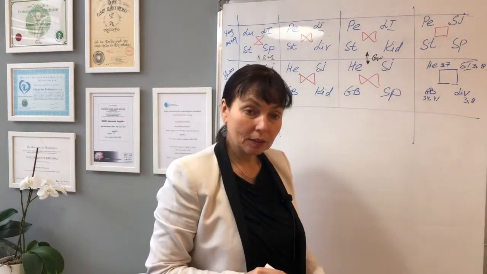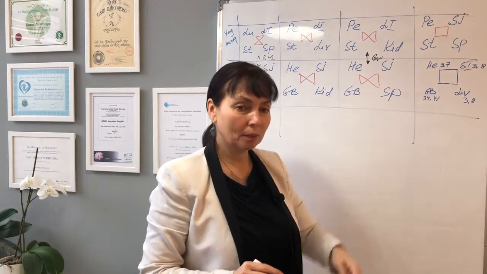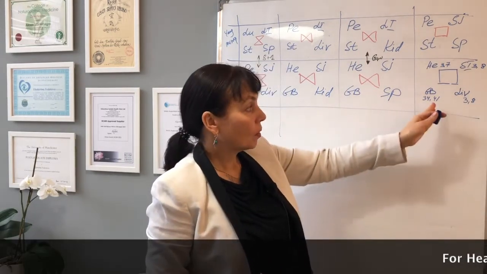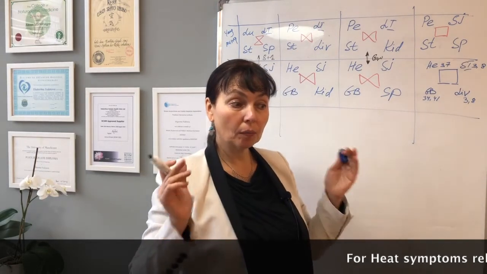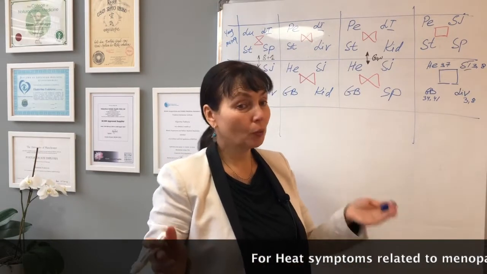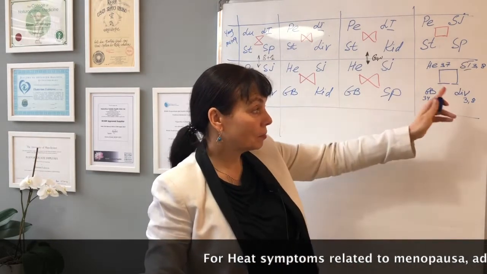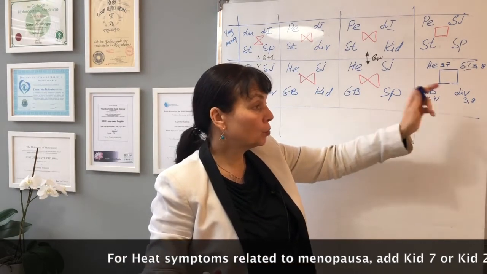Hot flashes. You do this treatment twice a week, regular. What else can you do for hot flashes? When a woman is in menopause, the kidneys have lower energy. You can add, for example, kidney 7 to the right corner, or kidney 247.